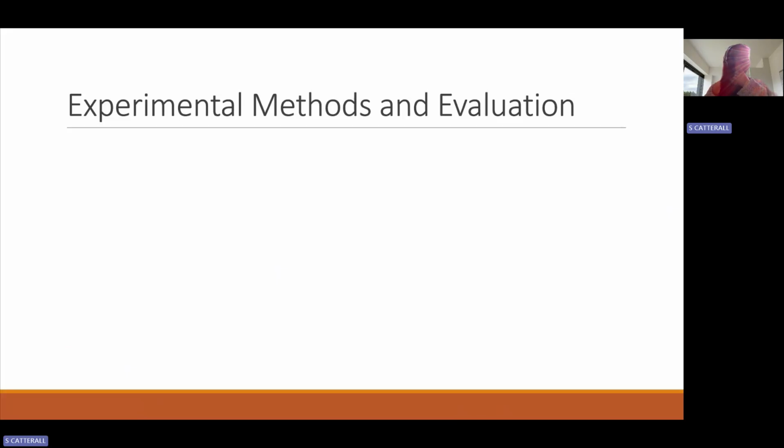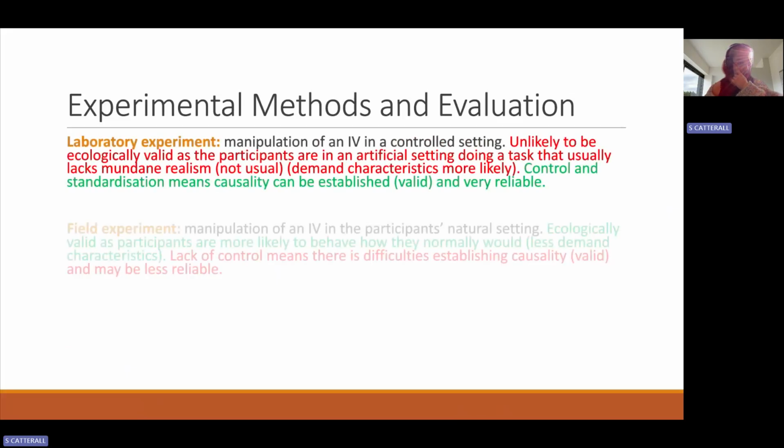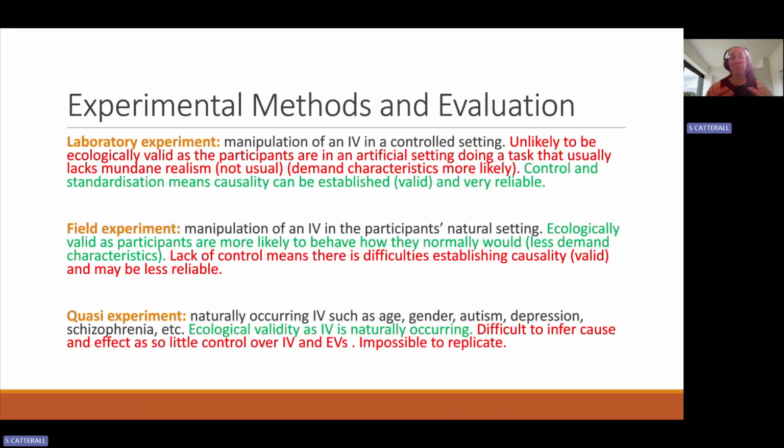Experimental methods. So people get these confused with experimental designs. So a method is a type of research method. So a research method is an experiment, with three types: laboratory, field, and quasi. So laboratory experiment, you manipulate an IV in a controlled setting. Field experiment, you manipulate an IV in a natural setting. Quasi experiment, you've got a naturally occurring IV. The IV is what you're changing, that's the groups or conditions.